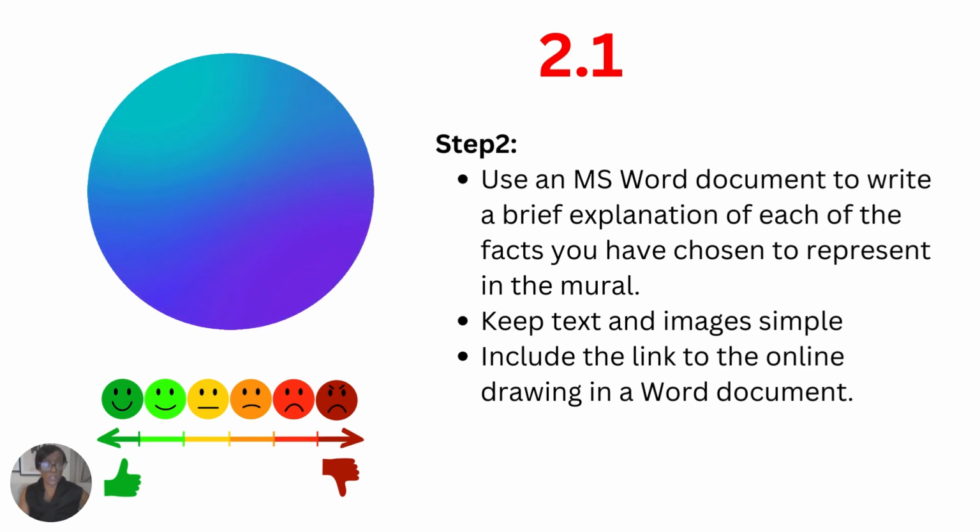So at the end of the Word document or the last page of this Word document, you're going to have a reference list. You're going to keep the text and the images simple, and you're going to include a link to the online drawing of your mural in the Word document. So it could be at the start of the page, below your heading. You can start with your write-up and then your link, or your link could be right at the top before your paragraph. It's up to you. But ideally, what's most important is that that link needs to work.